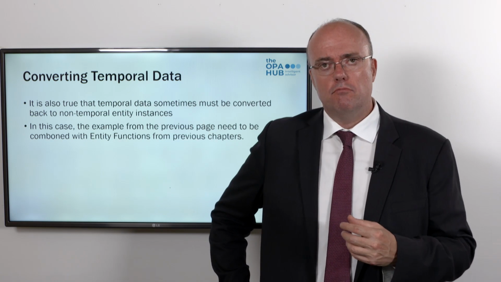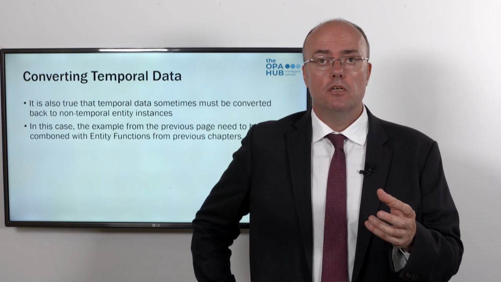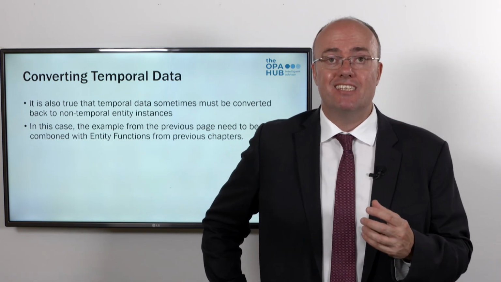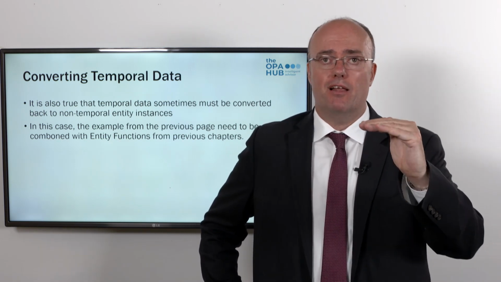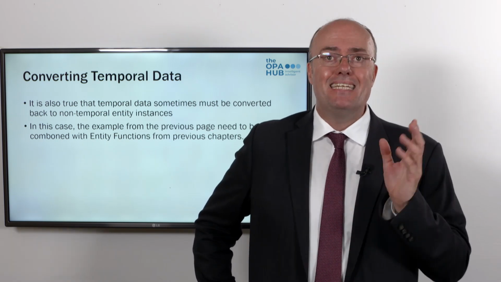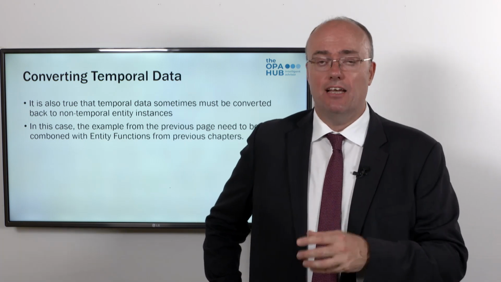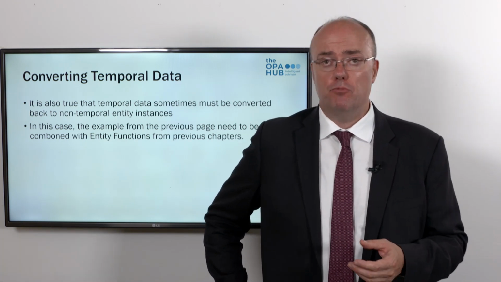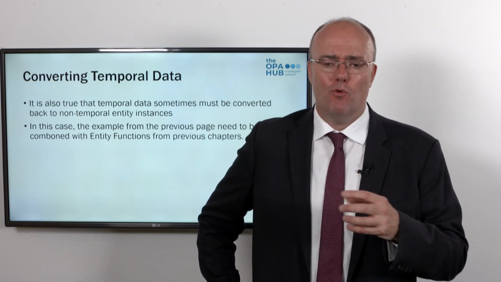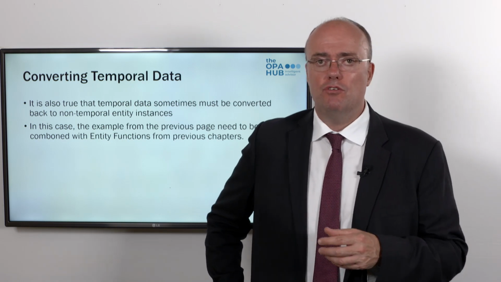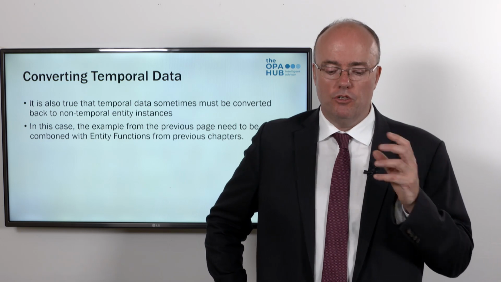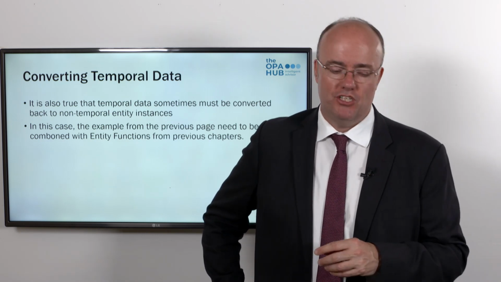Well, it's because most external systems don't have a mechanism to manage temporal data. They're expecting you to send statement line number 1, statement line number 2, statement line number 3, statement line number 4, and so on. They're expecting tabular row-based data to be sent to them. So if you've got a temporal attribute and you need to convert it back into normal data, you can. It's a little more sophisticated. It requires you to use some of the entity functions that we looked at in previous chapters, and it's what we'll do in the demonstration at the end of this chapter.